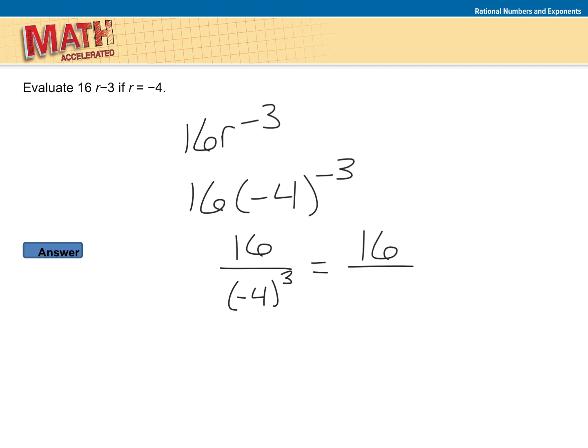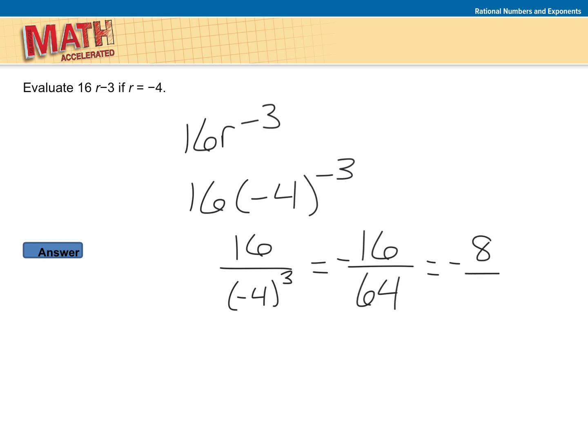16 stays. We have an odd power with a negative base. Positive or negative? Negative. And then 4 times 4? Times 4? 64. Okay, can we leave it like this or can it be simplified? What do we divide by? You can divide by 2. Let's do it. What's 16 divided by 2?